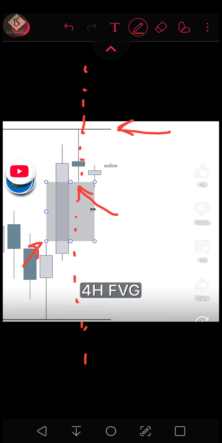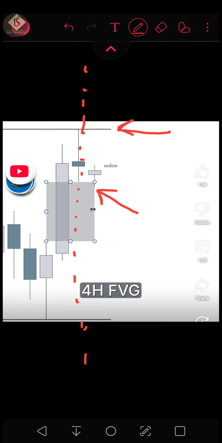So what you can do is you can plan on entering on the first fair value gap that you see. This was on a 4 hour time frame. And this did what ICT called an institutional entry order drill. It came into about 10-15% of this gap and took off. So this could be an entry point.